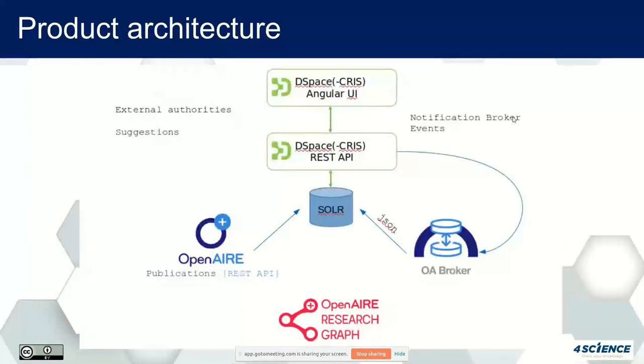The product architecture is based on the OpenAIRE REST API and the OpenAIRE broker. The OpenAIRE REST API is used to query the OpenAIRE graph to search for new publications that are related to research at your institution, but not yet known to your repository. So essentially you search for all publications of your researchers in OpenAIRE, and the results are stored in a temporary Solr core for better management in this space.